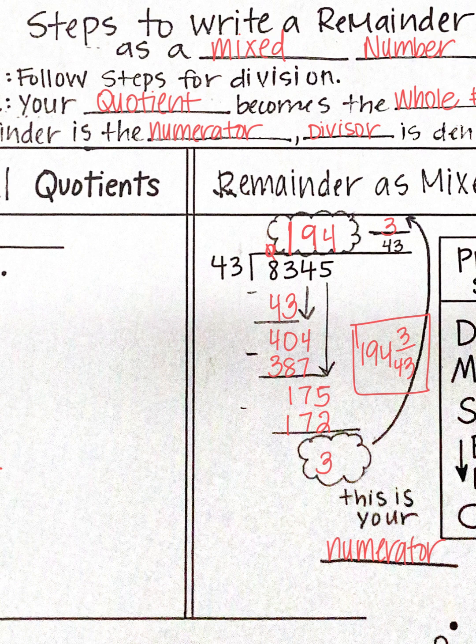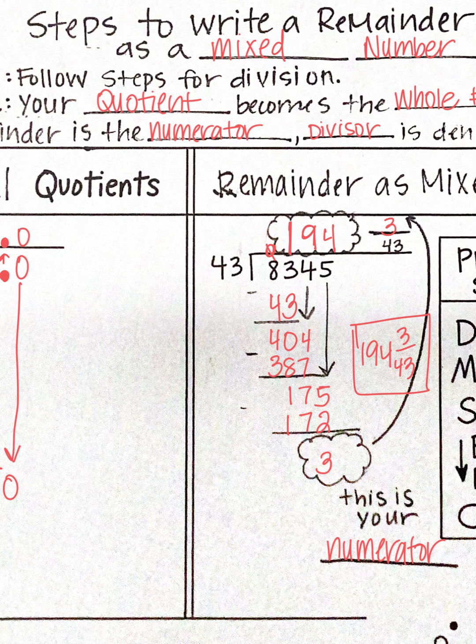Okay, now this is where it changes. I don't have another digit to bring down, so I have to add a decimal and pop it to the top. Then I add decimal's BFF, which is 0, and bring it down. And I keep dividing. 43 goes into 30. It can't. So I've got to put a 0 up here.